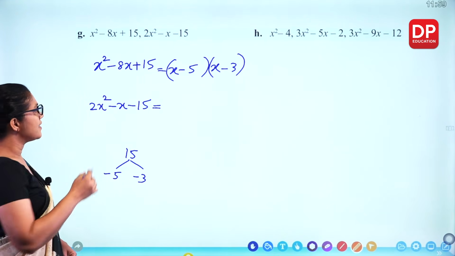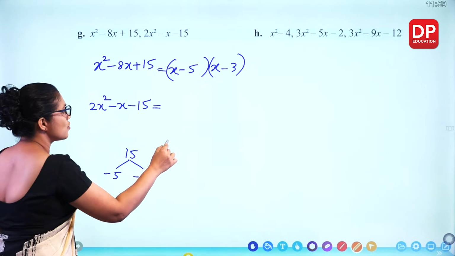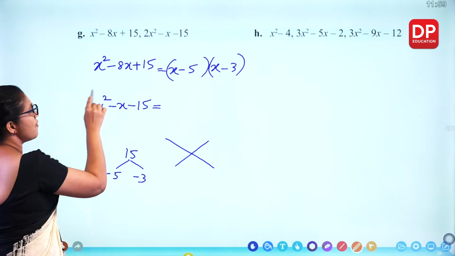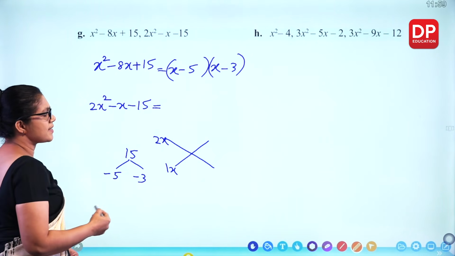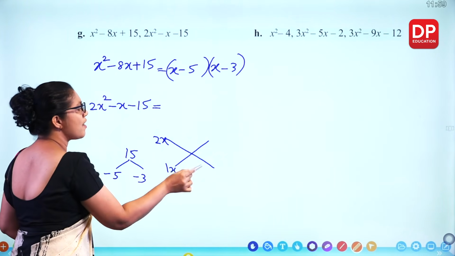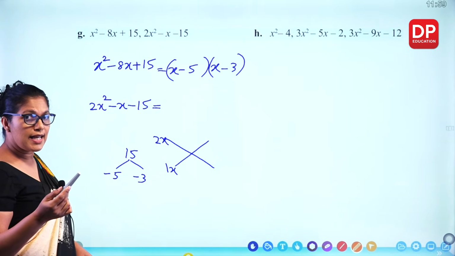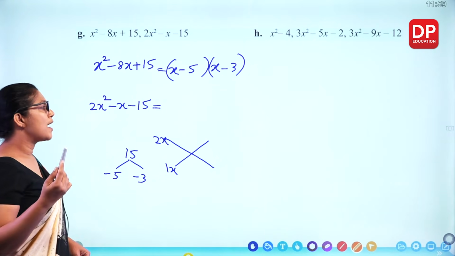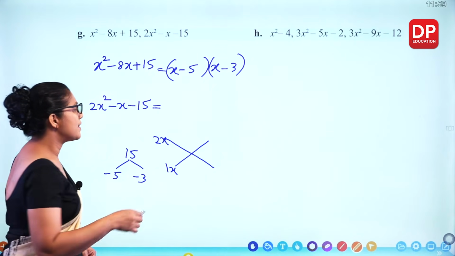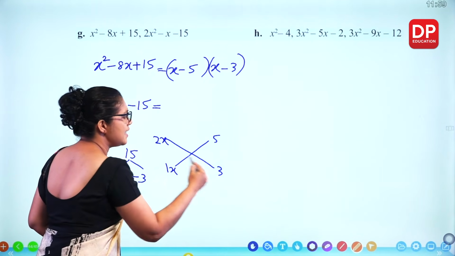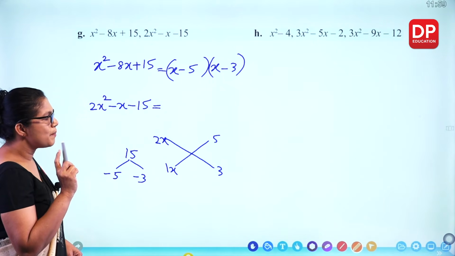What about the other one? There's a coefficient, so use the cross method. Draw a cross, write down the factors of 2x squared here. That's 2x and 1x. And you have to write down the factors of 15 here. So 5 times 3, 15 times 1. So this is the trial and error method. We'll put 5 and 3 and see whether we are getting minus 1. So 1 should be minus.